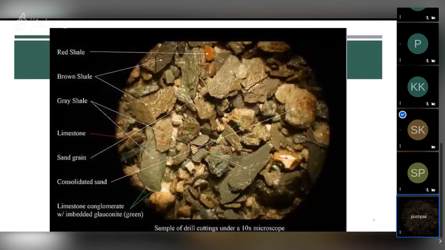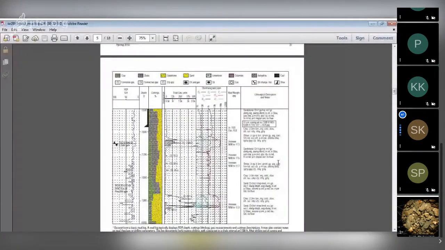So basically, that's why we describe it in percentage, because we don't know whether from 100 meters to 102 meters it was shale, or from 102 to 104 meters it was sand, or from 104 to 105 meters it was limestone. We don't know. So looking at the sample, we say 10% shale, 15%, or 30% limestone. This is how the mud logs look.